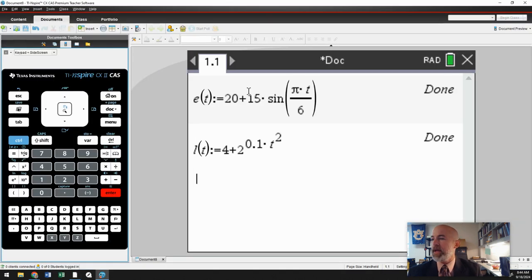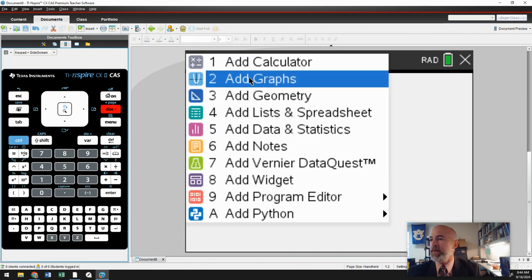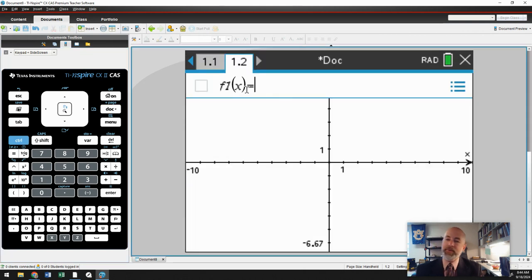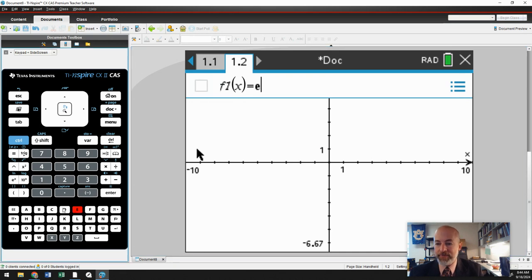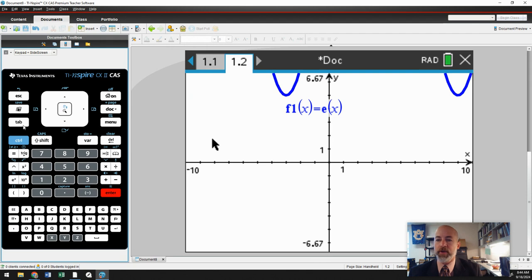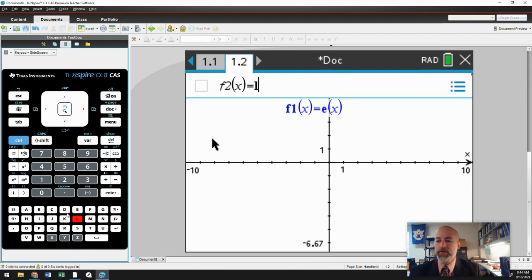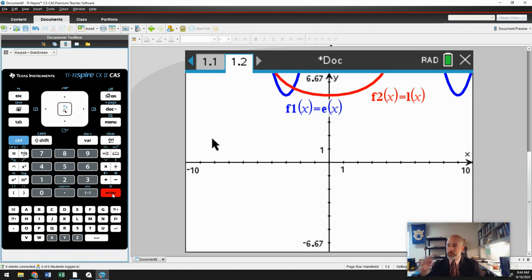And so back to my calculator here, I'm going to add a page, control add page. I want to graph. And because I have these stored for E and L, I can literally graph them as E of X. And you must use X. I know I use T on my calculator screen, but we have to graph with X's on the graph screen. So E of X, and you can see it floating up there. I will tab. I will do L of X. Enter.